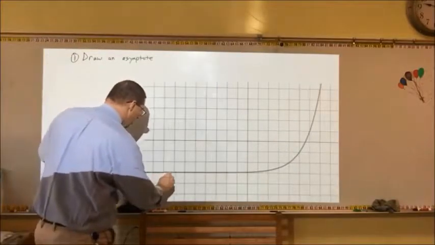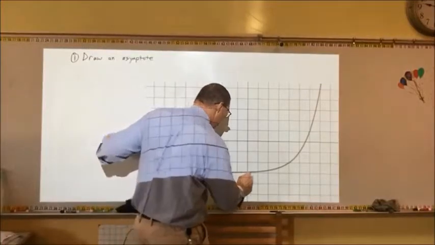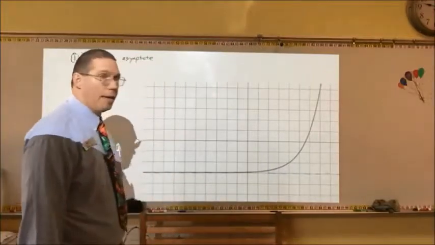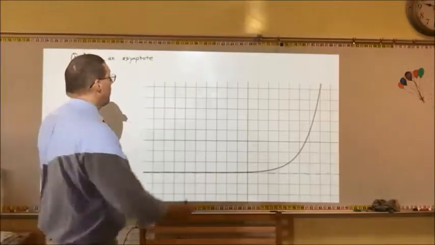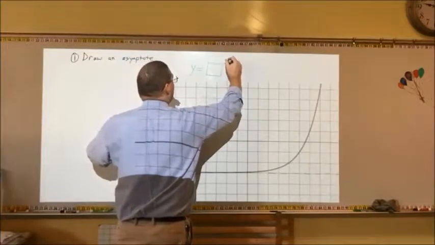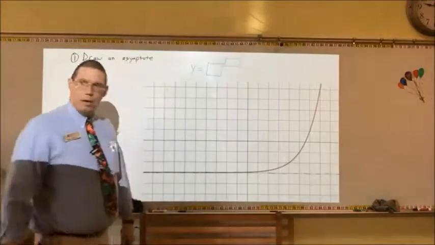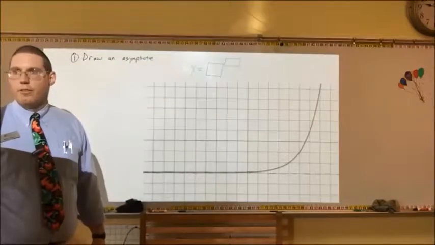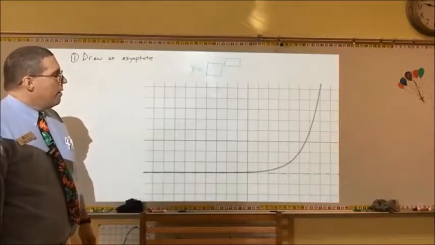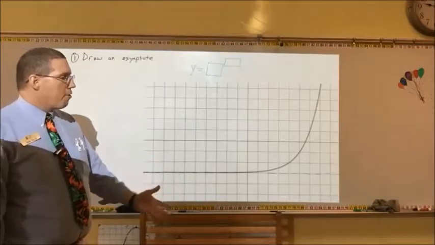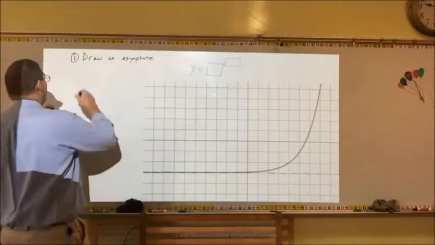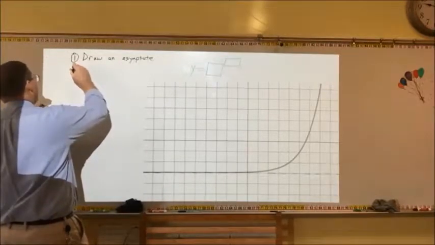So I'm going to draw an asymptote right here. Because it is a horizontal asymptote, what kind of function does that automatically make it? It automatically makes it an exponential. So I know that it's going to be y equals something to the something power. Now that I know where the asymptote is on an exponential function, the asymptote will tell me the vertical shift.